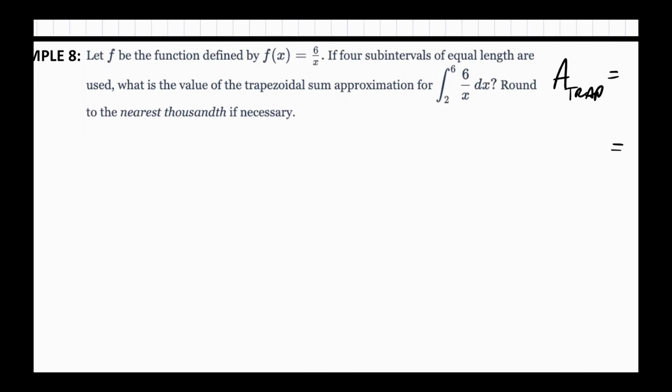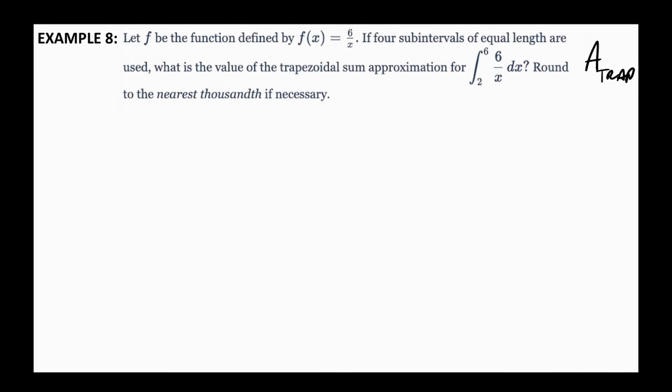Okay, so they don't give us a graph. I mean, we could graph it. They don't give us a table, but they do give us an equation here. So here we go. f of x is 6 over x. If 4 subintervals are used, what is the value of the trapezoidal sum approximation for the bounds from 2 to 6 of f of x, 6 over x dx? Round your answer to the nearest tenth if necessary.